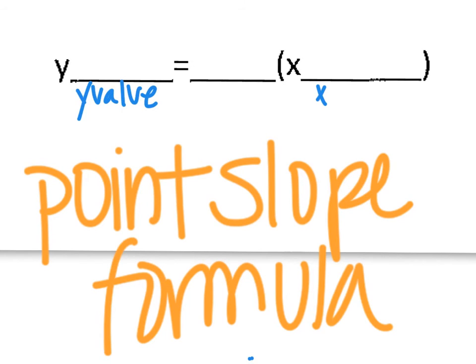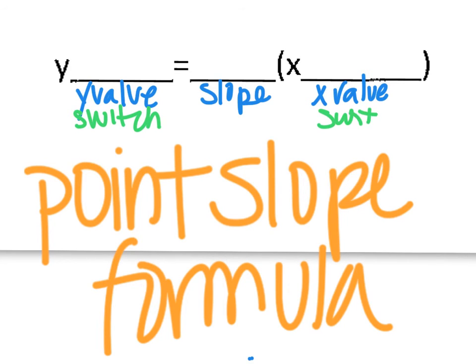And with x, we're going to put some sort of x value. And then in front of the parentheses, we're going to put our slope. And it's very important to remember that our y value is going to switch signs, and so is our x value. It is also going to switch signs when we need to use this formula.